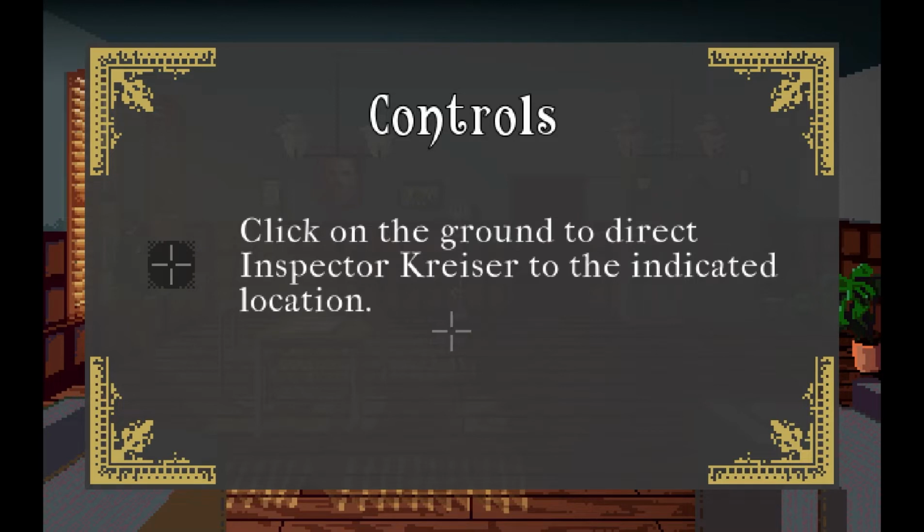Click on the ground to direct Inspector Kreiser to the indicated location.